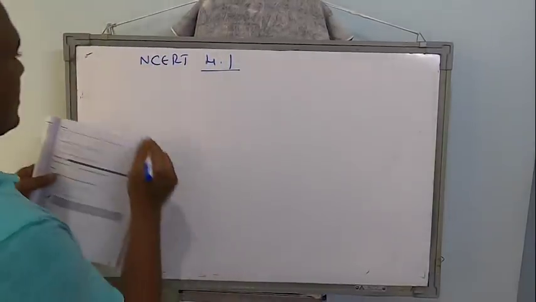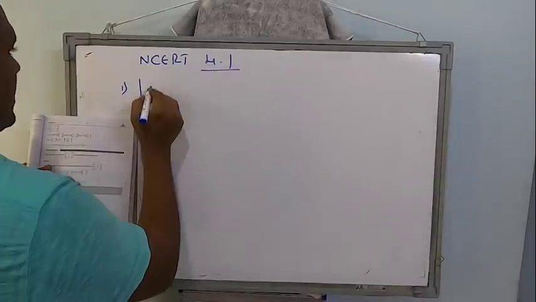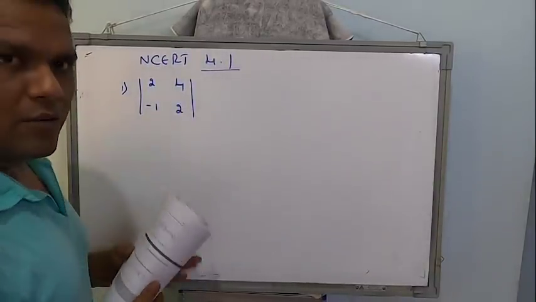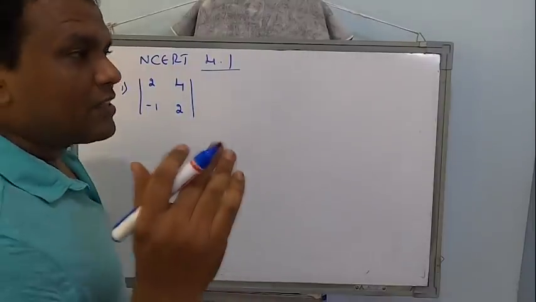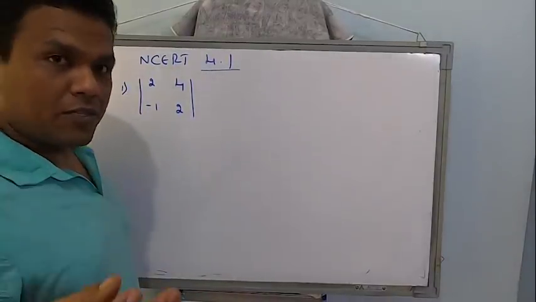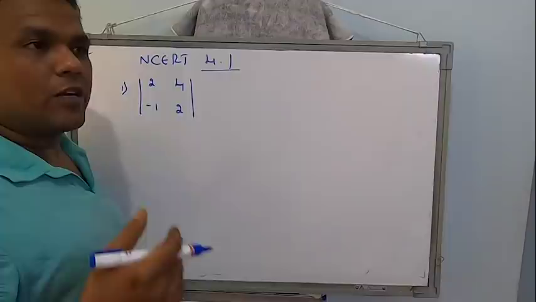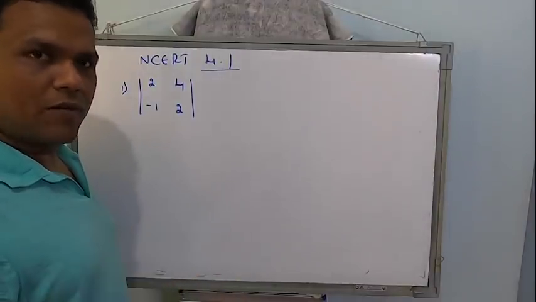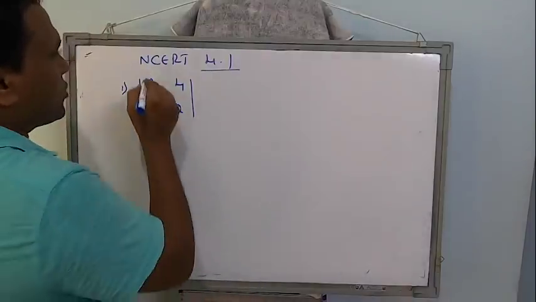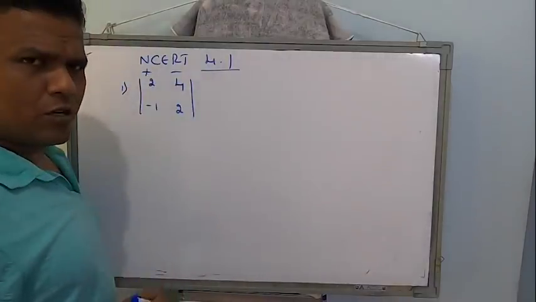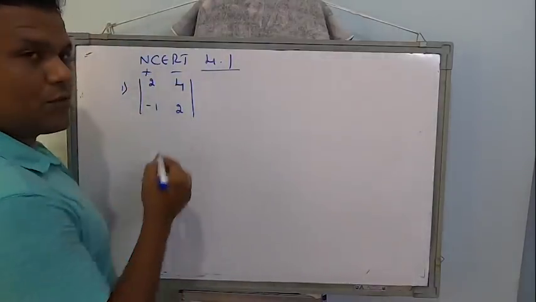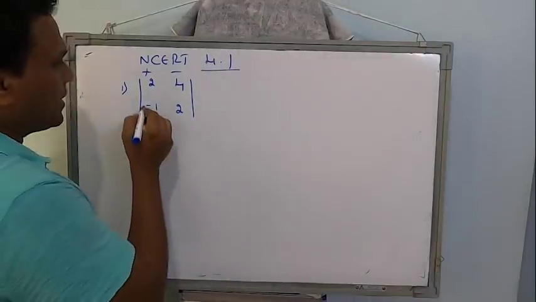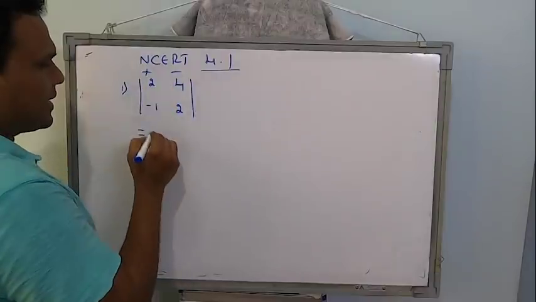The first problem: evaluate the determinant 2, 4, minus 1, 2. They will never mention with respect to what we should expand. It's your wish. You can expand from the first row, the first column, the second row, or the second column. Nobody will ask you. Clear? So for convenience, let's go for the first row always. What is the sign of the first row? Plus, minus. So better you write it down on top of the first row. The first sign is plus.